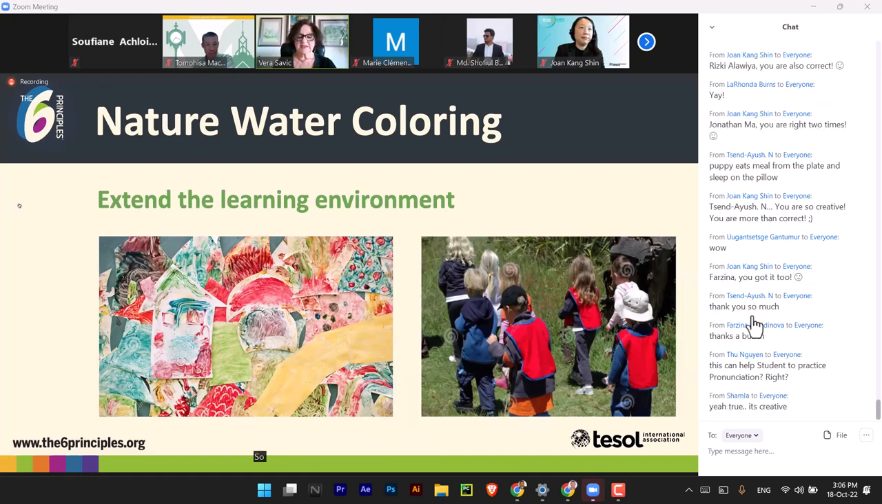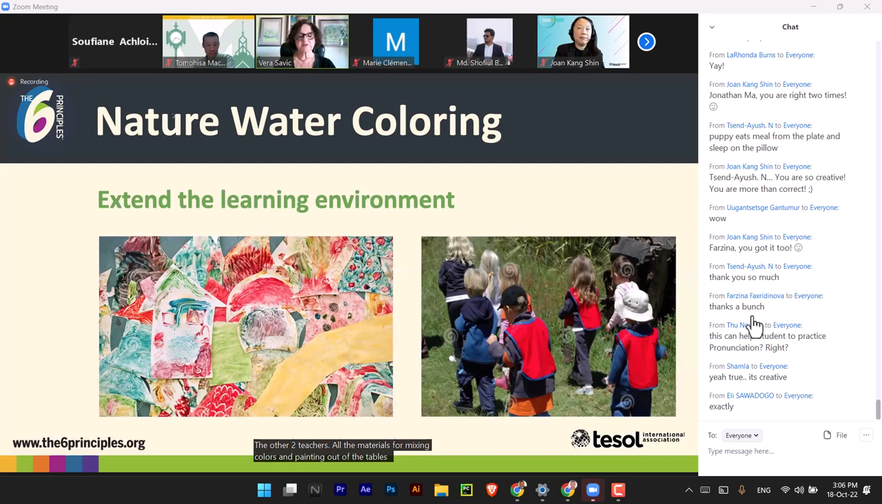So as the kids walk into the arts and crafts room, everything has been prepared by Dian and the other two teachers. All the materials for mixing colors and painting are on the tables, just waiting for children to arrive and bring the branches they have collected outside. So while the children paint excitedly, this is what Dian says to children. Please, the next slide.